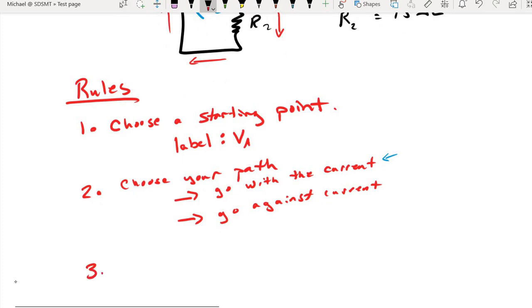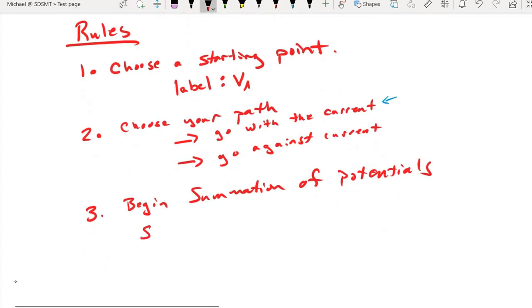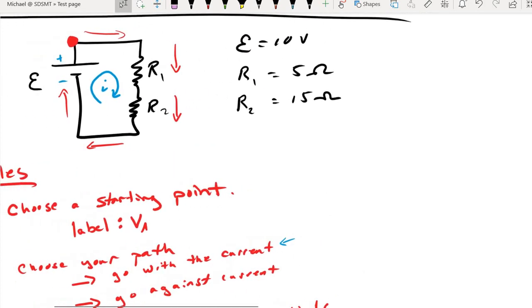Step 3 of our rules. Begin summation of potentials, starting with V sub A. And I'll go ahead and bring us over here so that I have some more room and we can still see the circuit. So I start at VA. In fact, let's go ahead and label this VA. I start at VA, and then we travel along until we get to resistor 1.